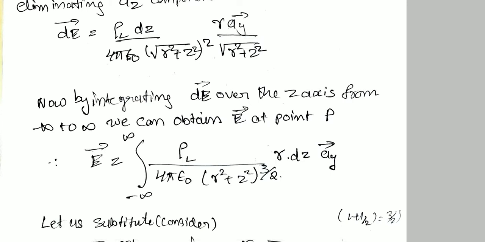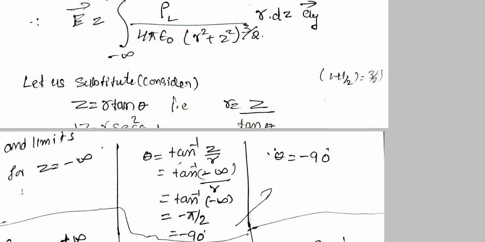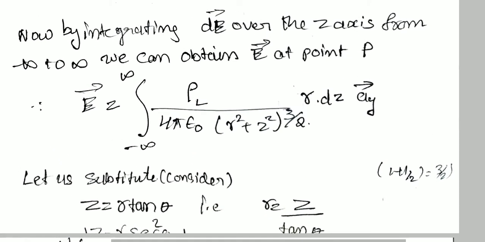I have to integrate this dE, and because the length is from minus infinity to plus infinity, I write the integral from minus infinity to plus infinity of rho L divided by 4 pi epsilon naught into (R square plus Z square) to the power of 3 by 2. Here the 1 by square and the square root cancel, and the power becomes 1 plus 1 by 2, which is 3 by 2. Now we have to integrate this.